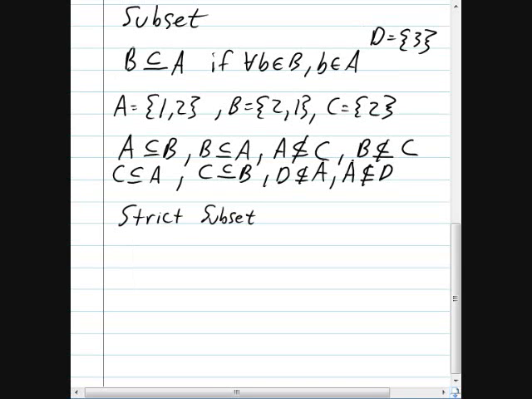Now we're going to talk about strict subsets. We're going to learn another new math notation, and that is the capital and backwards E. So backwards capital E, and that is there is or there exists. So remember, the upside down capital A is for all.